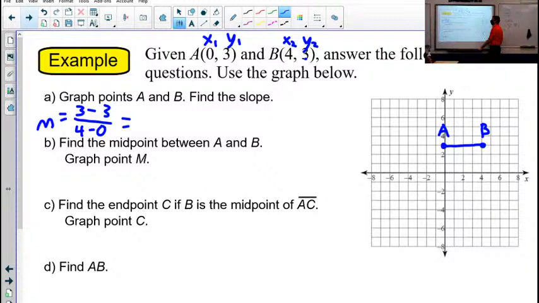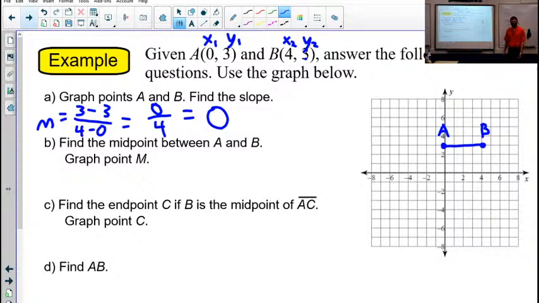So let's simplify that. We got 3 minus 3 is 0 on the top. 4 minus 0 is 4 on the bottom. 0 divided by 4, well, that's going to be 0. And looking at our graph, that should make sense that our slope is 0.